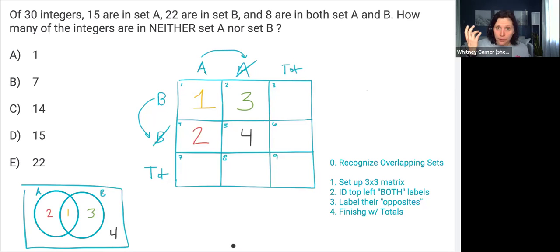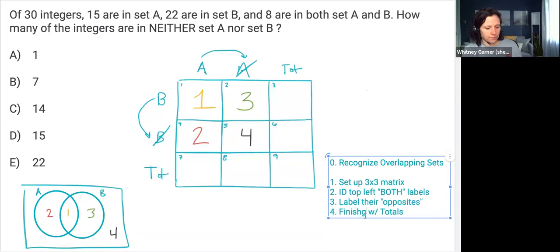Now, if these were real numbers, 1, 2, and 3, we could then add them up. This would imply that there are 4 people in set B, there are 7 people not in set A, there are 3 integers in set A, and we can continue. Okay, so we finished with our little totals. And now we're going to fill in our box.